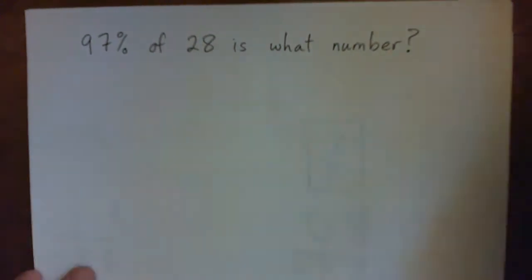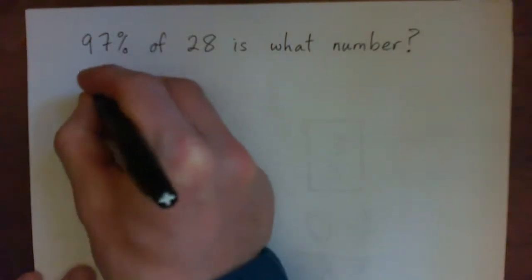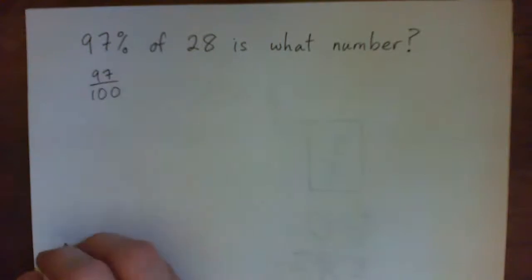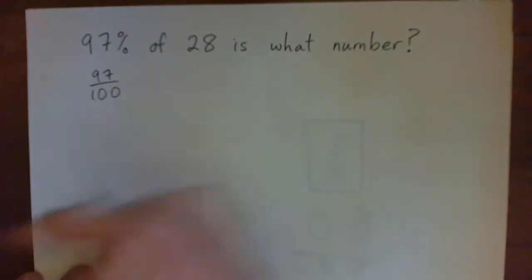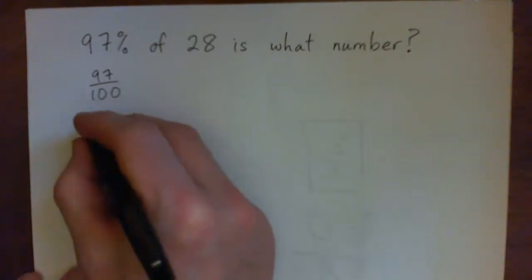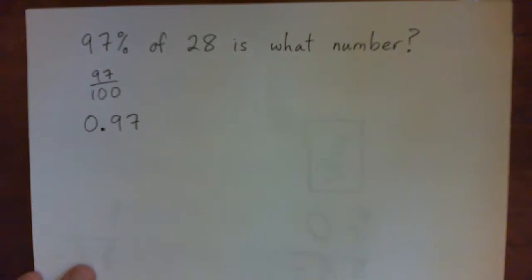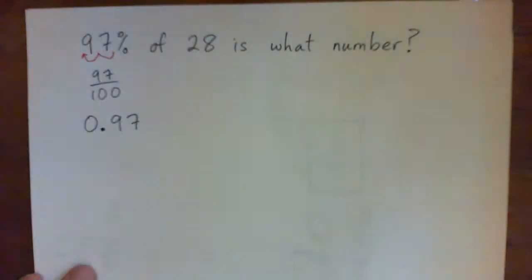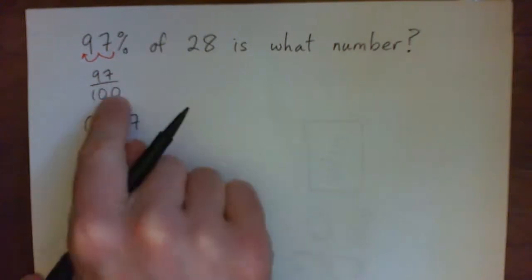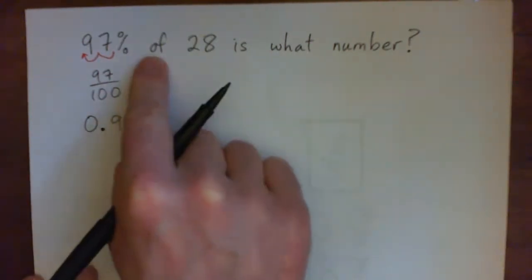So remember, 97% is 97 per 100, right? That's what it is as a fraction, 97 per 100. 97 hundredths is 0.97, isn't it? Or you could move the decimal point one, two spots to the left. But you've got to know that it's 97 hundredths. You got to know that. It's important. Of means multiply.